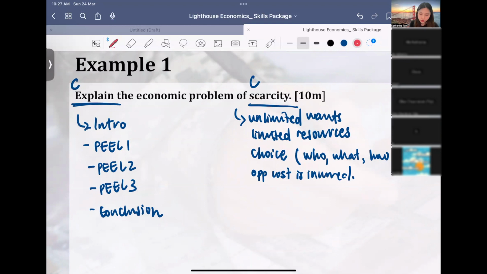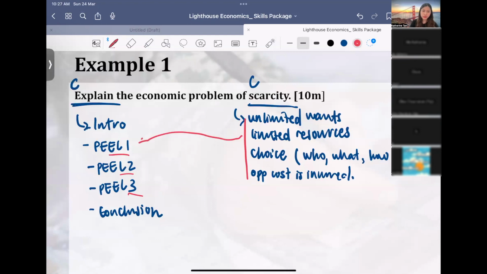Then you know, how can I frame my point 1, point 2, point 3? You look at the concept that's being tested. Maybe unlimited wants and limited resources can be your first point. A choice must be made can be your second paragraph. And your opportunity cost is incurred can be your third one. Then you ask yourself, now the essay is going to seem very thin, because there's not much to write about.